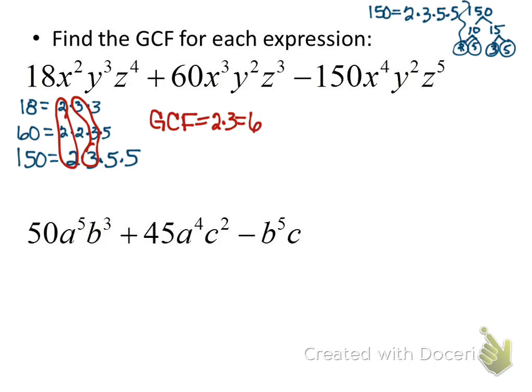Do they all have an x in common? Yes. What is the variable with the smallest exponent? X to the second. X is X. Good. All right, let's look at our y's. Do they all have a y in common? Yes. What's the smallest exponent? Y to the second power. And do they all have a z in common? Yes. What is the smallest exponent? 3.